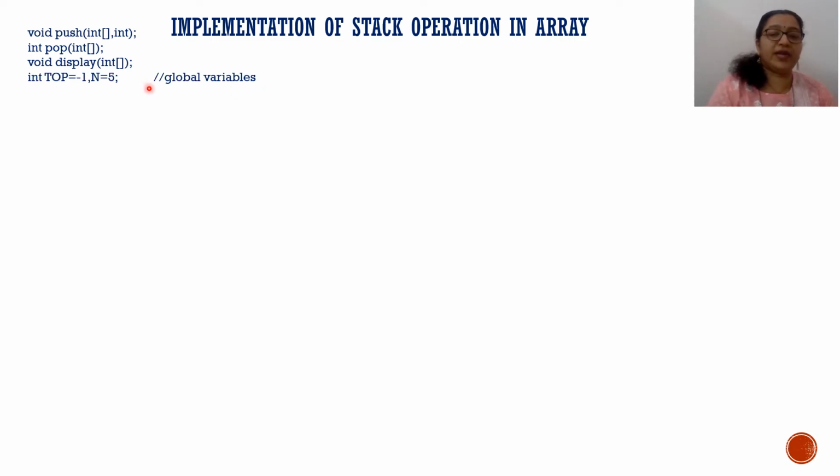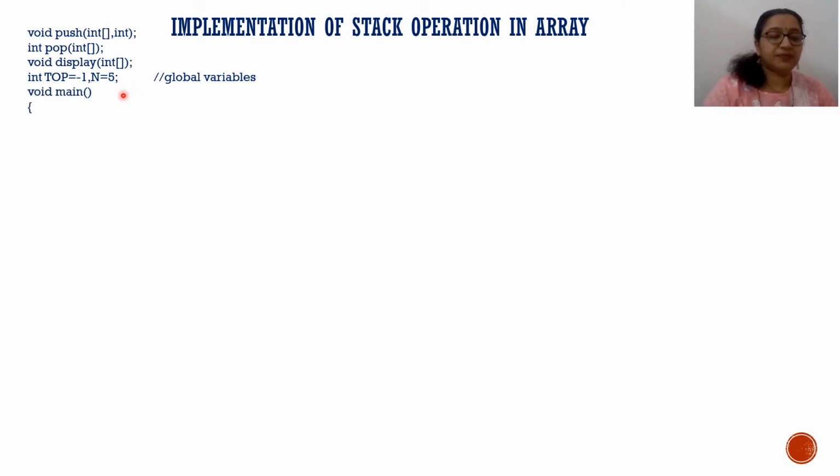Now what is the next statement? Global variables declaration. So int top is equal to -1, comma n is equal to 5. So here top, we already know it's a stack, so top is compulsory and we are setting it to -1. That is the default value. Okay, then n is equal to 5 means that is the maximum size. Just for an example, I put 5 here. That is the array size.